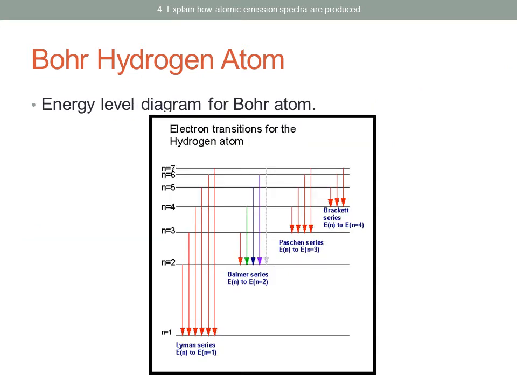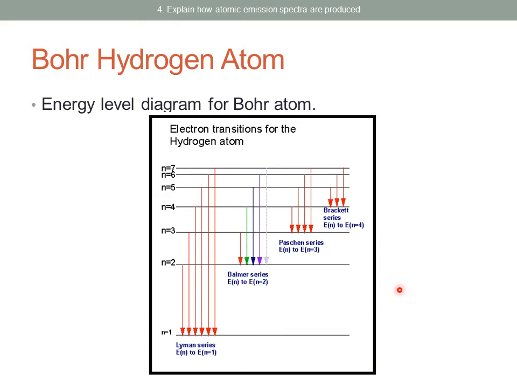Here is another picture of the Bohr hydrogen atom. I like this one for a couple reasons. First of all, notice something we mentioned earlier. As we go up in energy level, here the bottom is n equals 1, then we go up to n equals 2, 3, 4, etc., each of these energy levels is getting closer together. And that is absolutely the case. The higher up we go, the closer and closer the energy levels get.